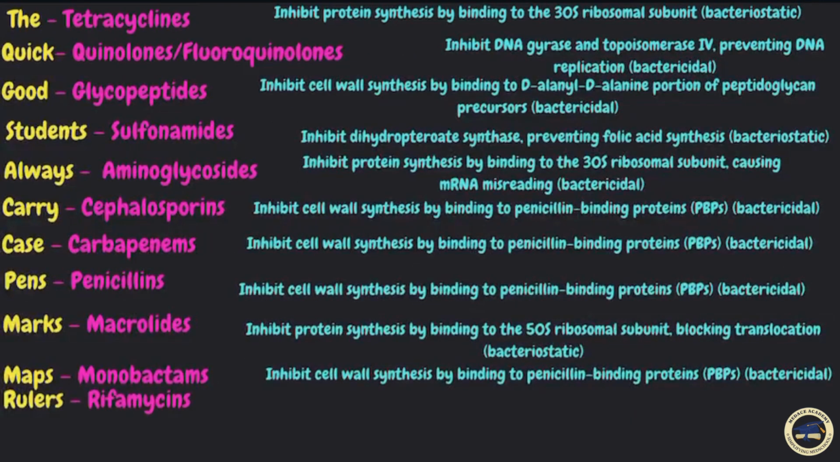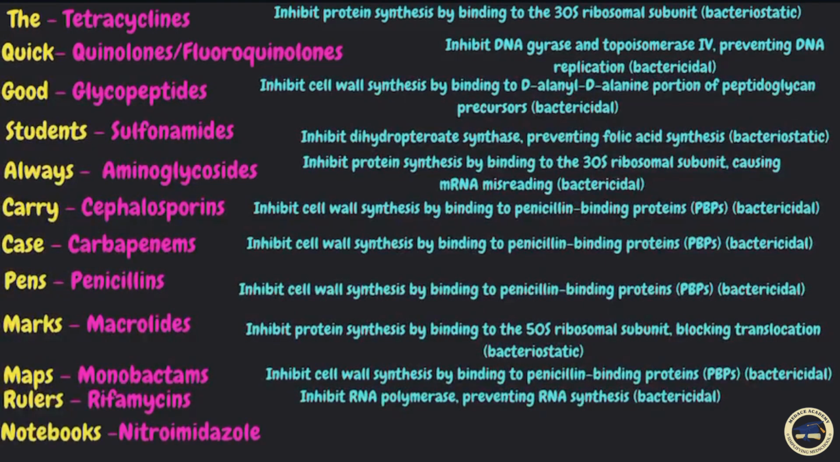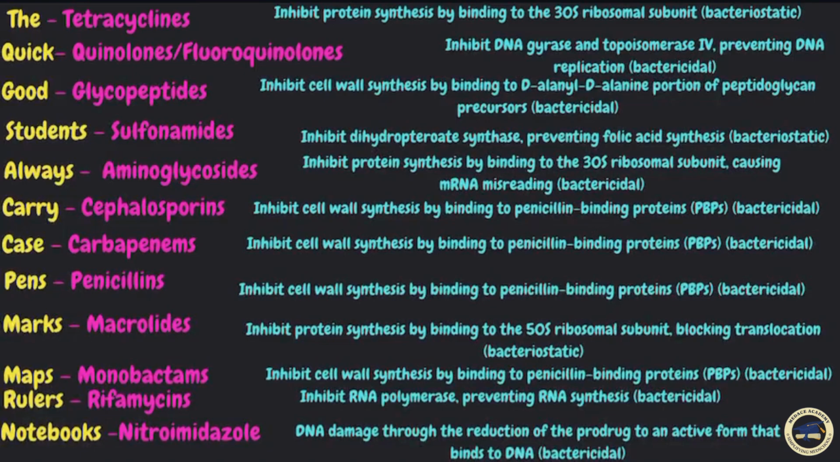The next class is that of rifamycins, the TB drugs. And these are going to inhibit RNA polymerase, which prevents RNA synthesis. And then we end with nitroimidazoles, where metronidazole is the main example. These will cause DNA damage through the reduction of the prodrug to an active form that binds to DNA.